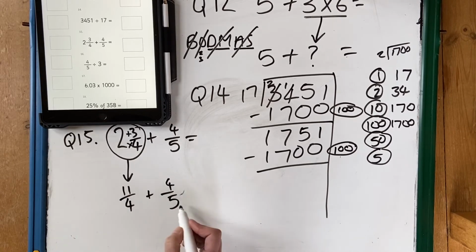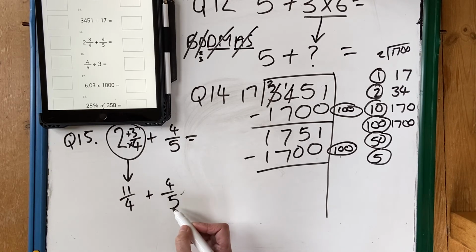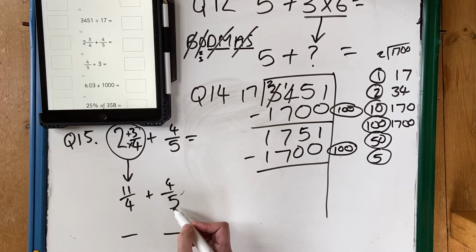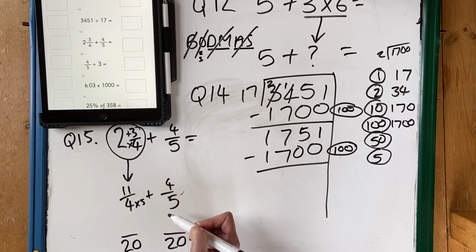So the denominators aren't the same still, so you need to make sure they are. So what is the common factor here? Can we make quarters into fifths? No. Can we make fifths into quarters? No. So we have to change the denominators in both cases. So what would be the equivalent fraction that we could use here? 4 and 5 are both factors of 20. So if we make our denominators 20, what do you multiply 4 by to get to 20? 4 multiplied by 5 is 20.